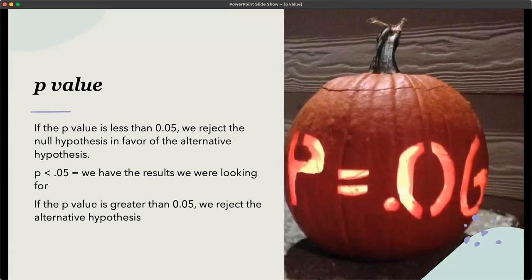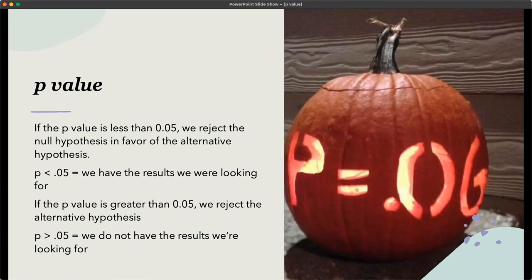However, if the p-value is greater than 0.05, we reject the alternative hypothesis in favor of the null hypothesis. So in this case, we didn't get the results that we were looking for, and that just means that we have to readjust and retest. You still want to report the data and the numbers properly. So in the case that we don't get the numbers that we look for, we have to come up with a potential solution as to why that could have been, or the limitations in the study that could have prevented us from getting the number that we were looking for.